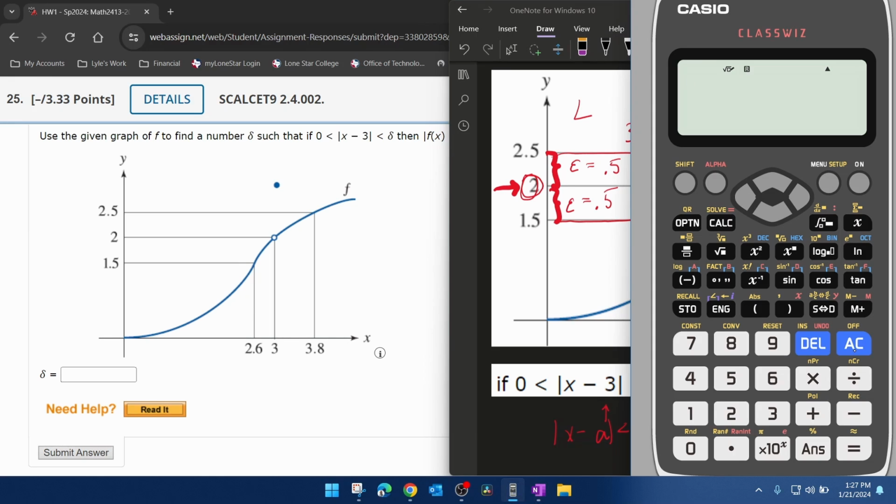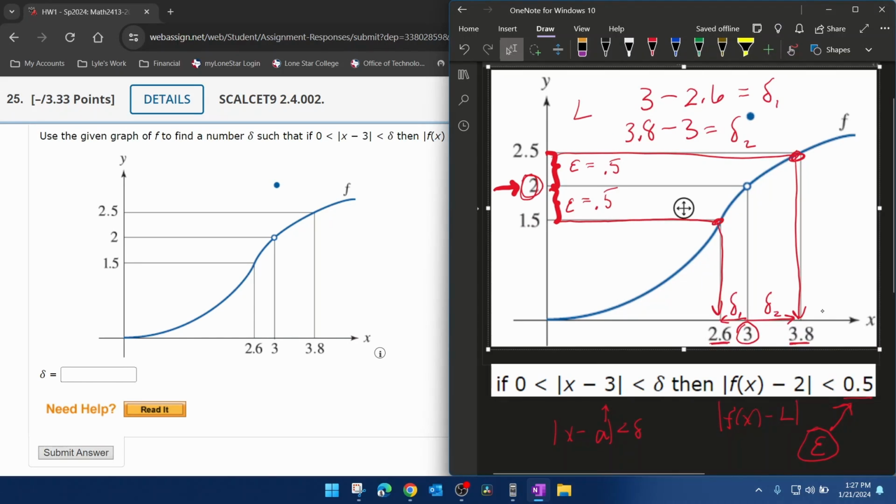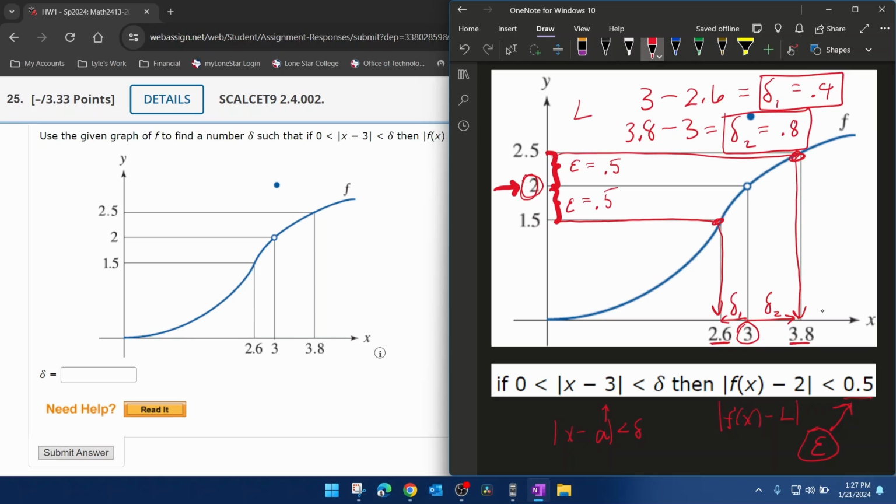So with our handy dandy calculator, we're going to start with 3 minus 2.6. As a decimal that would be 0.4. So delta 1 is 0.4. And then 3.8 minus 3, well, I don't really need a calculator for that. That's going to be 0.8. And we can see that delta 2, 0.8, is actually larger than 0.4.